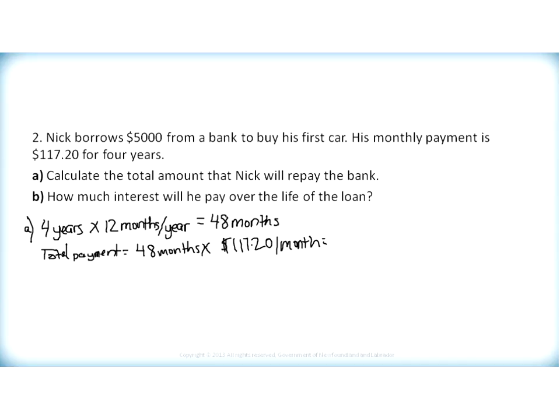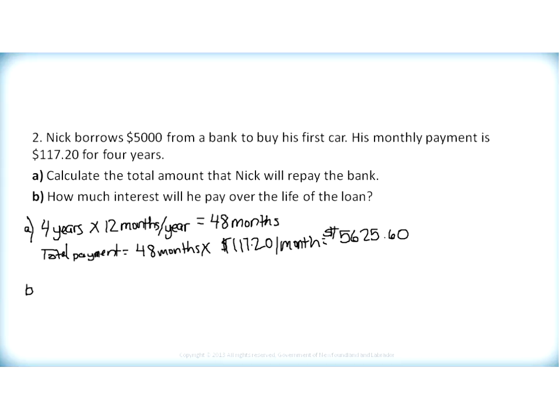So once again, this is just a simple calculator problem. 48 times 117.20 means he's going to pay the bank back $5,625.60. So that's how much he's going to repay the bank, $5,625.60. How much interest will he pay over the life of the loan?